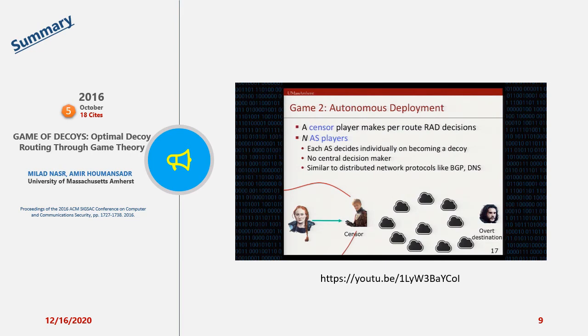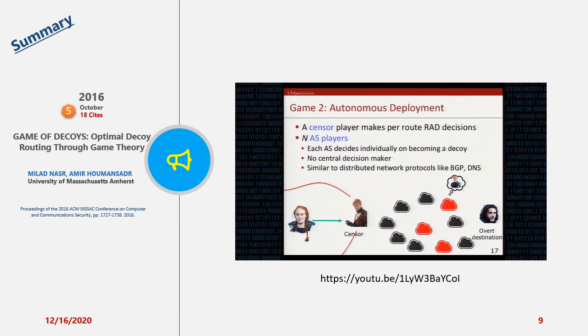Instead, every autonomous system on the internet will decide for themselves whether it's good for their economic interest to become a decoy router or not, right? So each of these roughly 50,000 autonomous systems will have to decide for themselves whether it makes economical sense to become a decoy autonomous system or not. Suppose that some of these decide to become decoy ASs, and many others find it too costly or not beneficial for them.